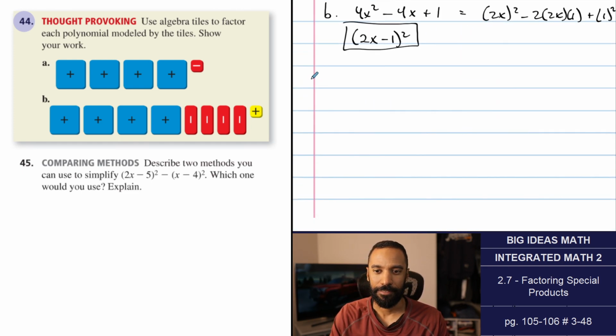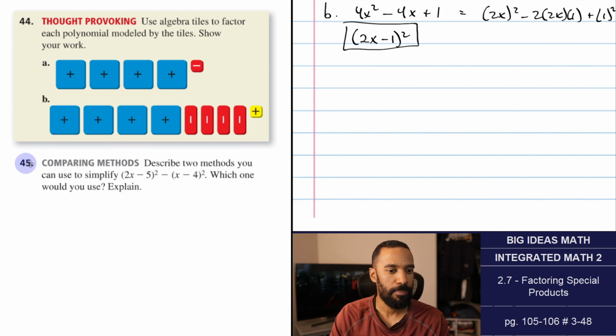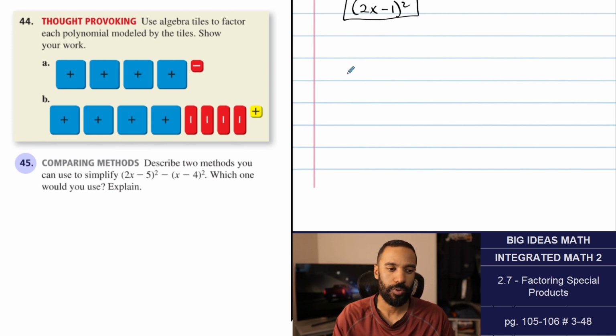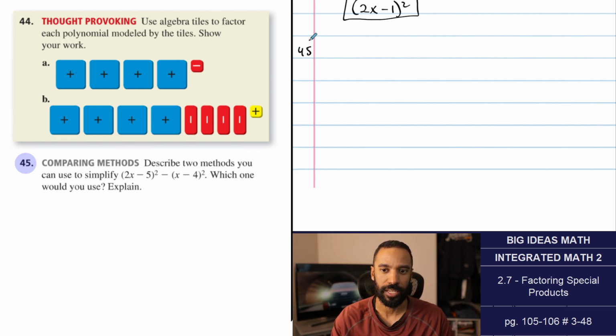Number 45. Almost done. 4 more problems. Comparing methods. Describe 2 methods you can use to simplify (2x − 5)² − (x − 4)². Which one would you use? Explain. Interesting. So this isn't so much about factoring anymore. This is the simplification process, but it's reminding you of what you can do.